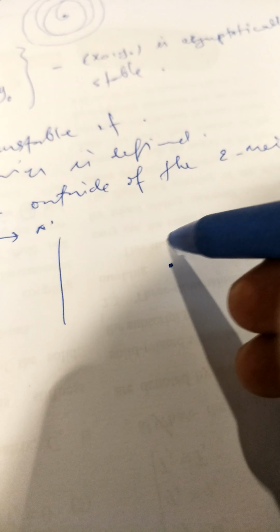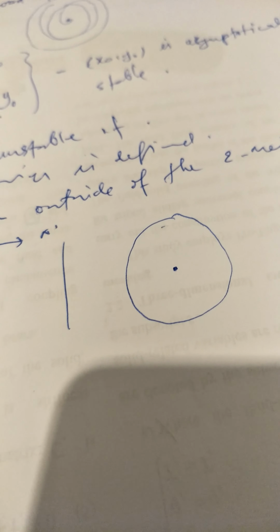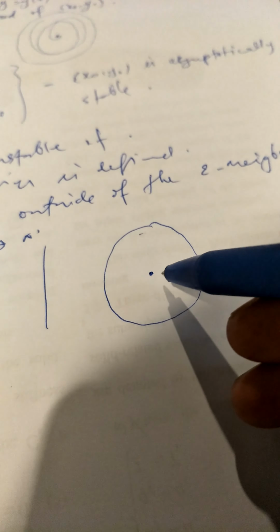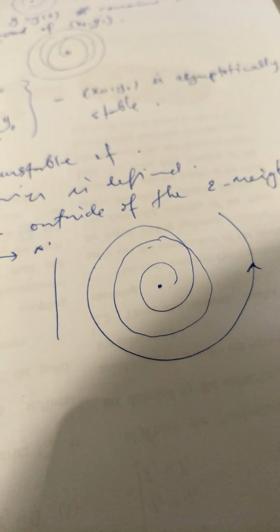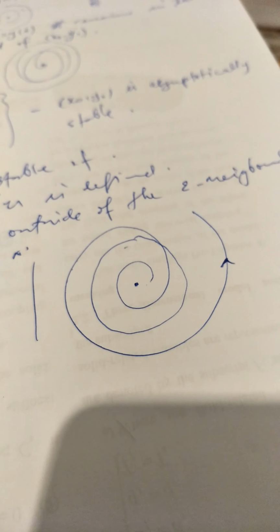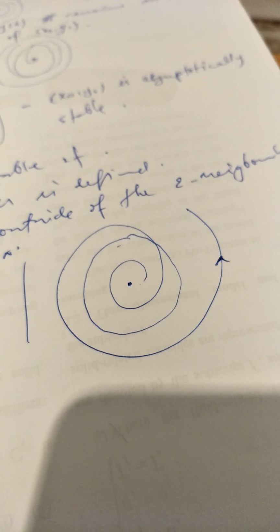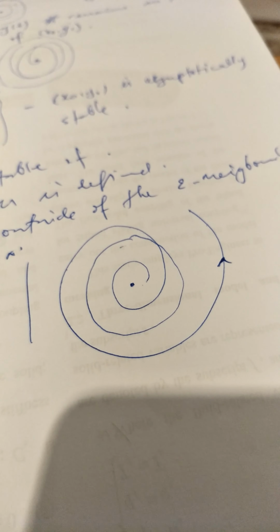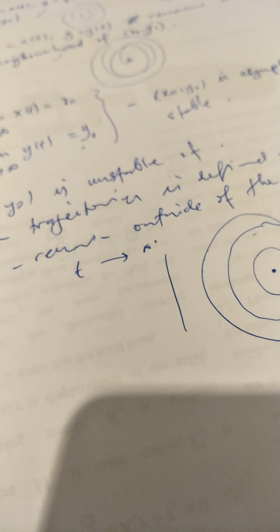Let's say this is our critical point, and this is the epsilon neighborhood. Our trajectory just looks like that. It goes out as t goes to infinity. It remains there and is not coming back into the epsilon neighborhood. Now let me give you some examples to describe the stability of the critical point.